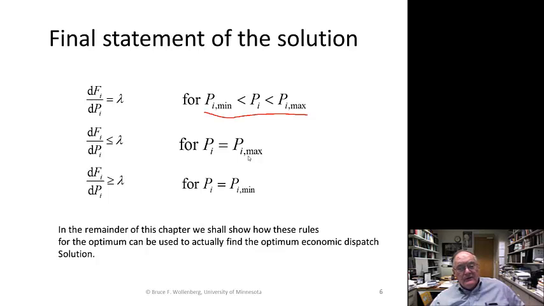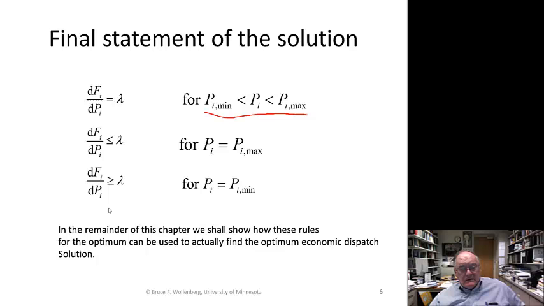So if the value for lambda that solves the problem turns out to be larger than the derivative of f sub i, p sub i at its max, then you know that generator is to be forced to stay at its max. Conversely or similarly, if the unit is at its min, then the derivative is greater than lambda. We can say that lambda is less than dfi dpi for that generator.